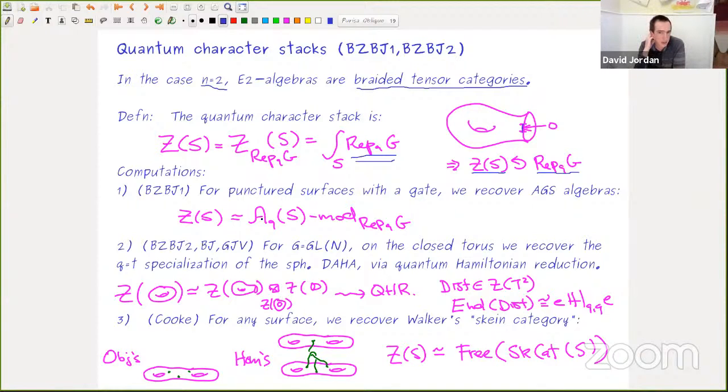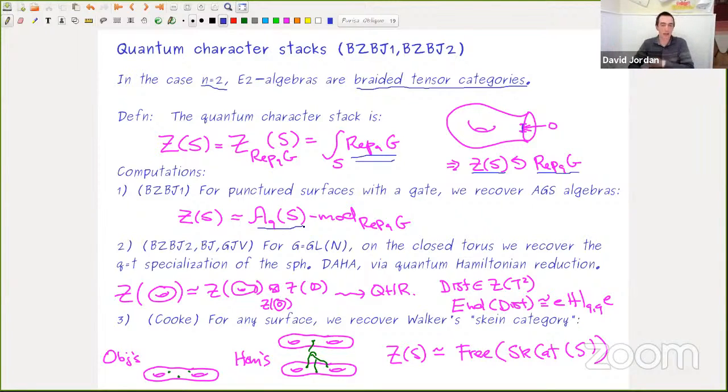We also showed that if you have a closed surface, then what you can do is you can compute the answer in terms of these AGS algebras for the punctured surface by just removing some point. And then there's a process called quantum Hamiltonian reduction, which was already well established, that lets you move from the punctured surface to the closed surface.